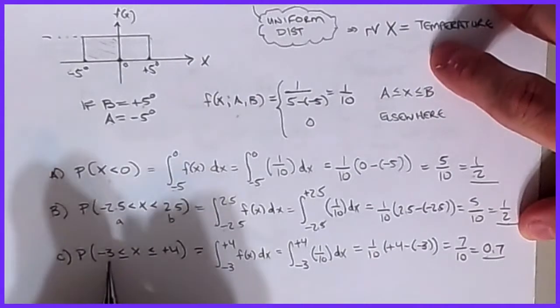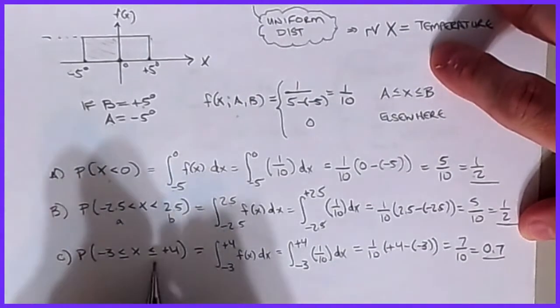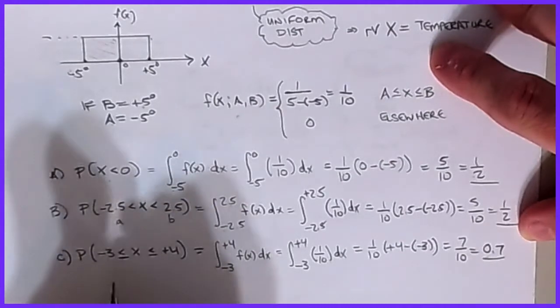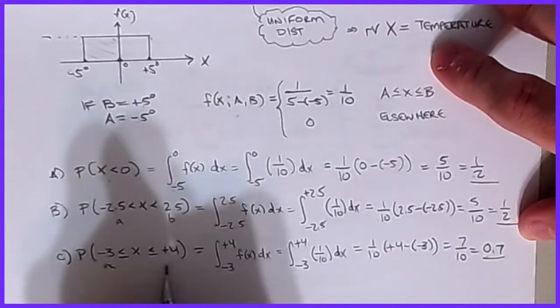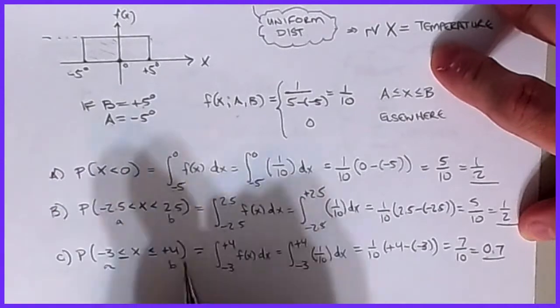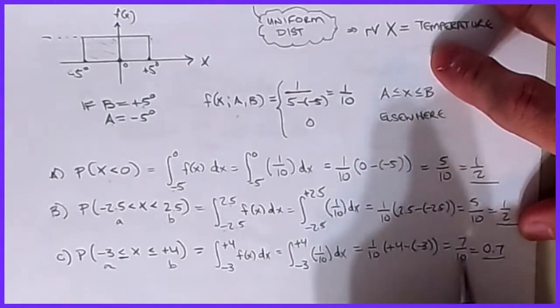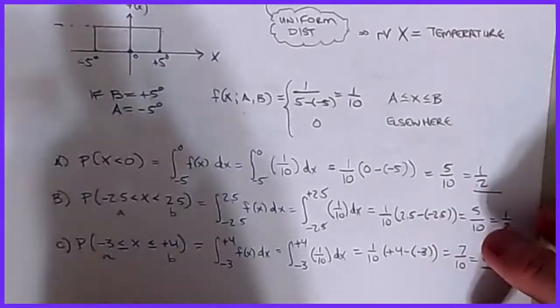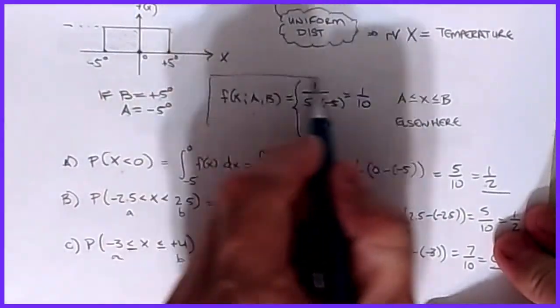Okay, we can also go in and do greater than or equals, and again, it's the same evaluation. We don't care about those values. So here's my a, -3, my b is positive 4. You come through and do it. It's now 7/10. So the probability of falling in that range is 0.7. Super, super easy once you get this step figured out.